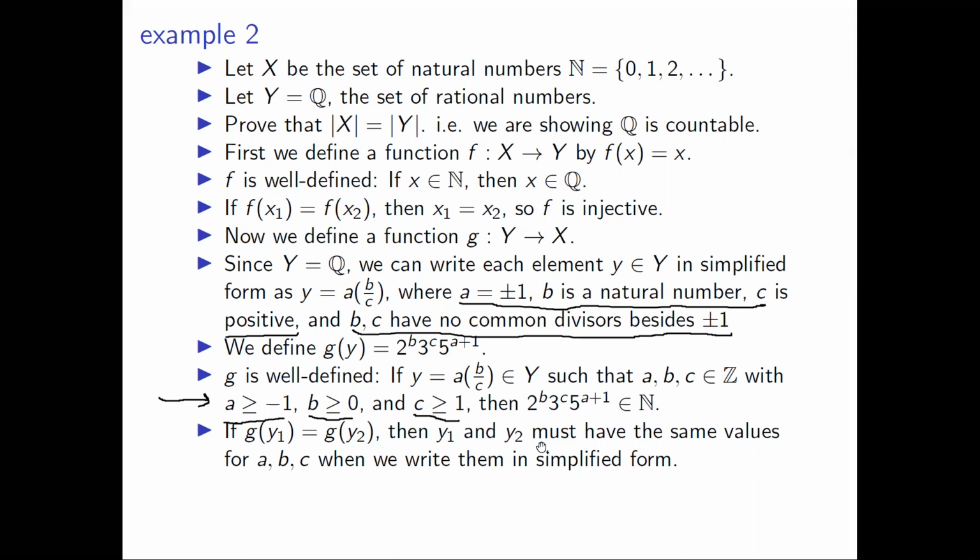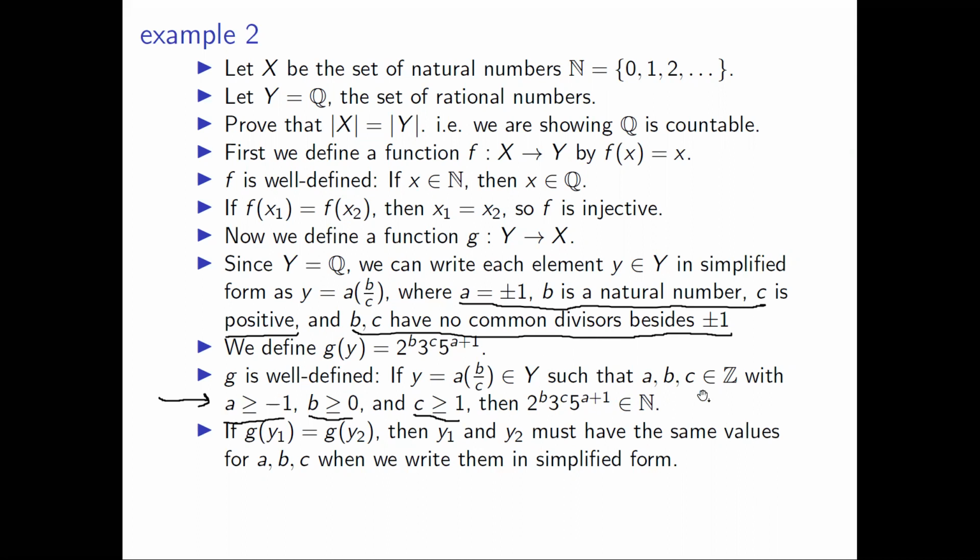So that tells us that y1 and y2 must be equal to each other, because both of these fractions have the same simplest form. And if you can write two fractions, both of them in simplest form, and you get the exact same form, it means they're the same fraction.